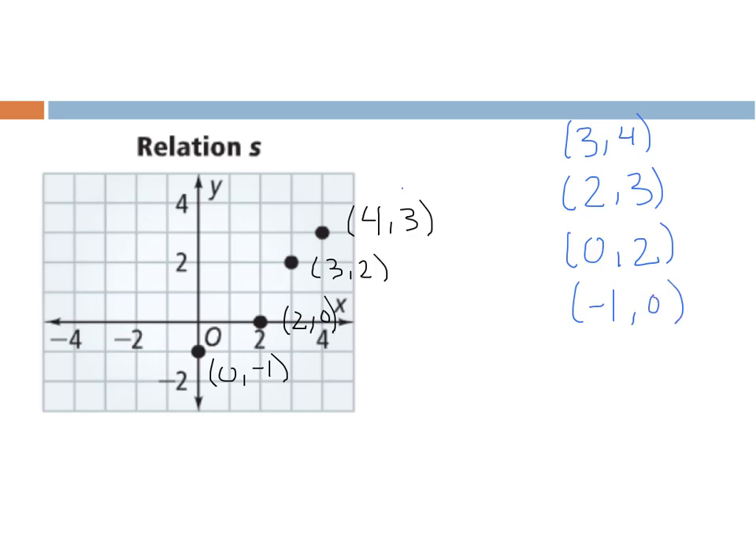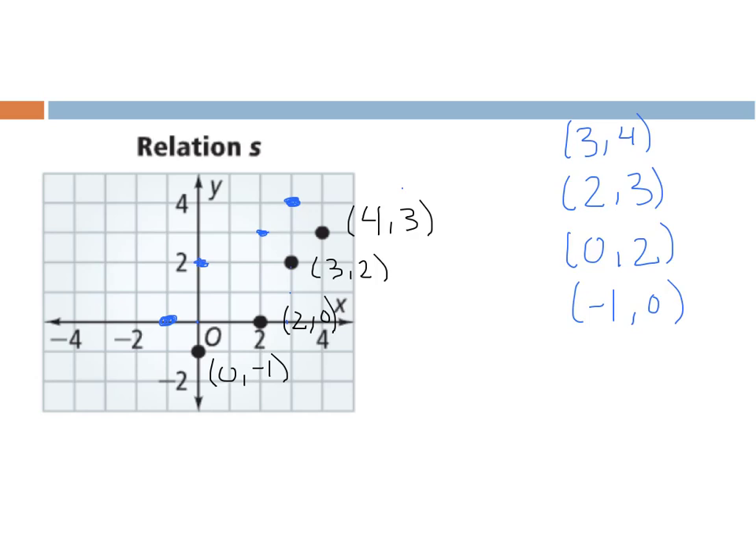So you start at the origin, I go right 3 and up 4. That's my first point. And I go over 2, up 3. I go 0 and then up 2. And negative 1, 0. So this would be my inverse of that function. So when you're given a table or a graph, it's just physically flipping the numbers for x and y.